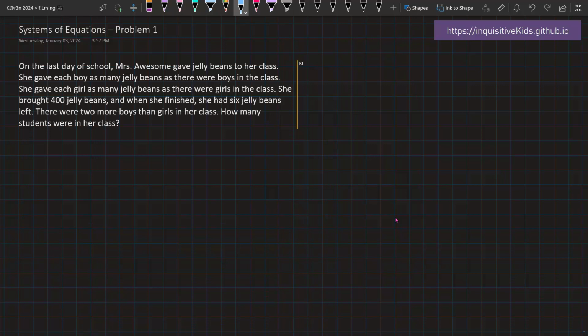She brought 400 jelly beans, and when she finished, she had 6 jelly beans left. There were 2 more boys than girls in her class. How many students were in her class?